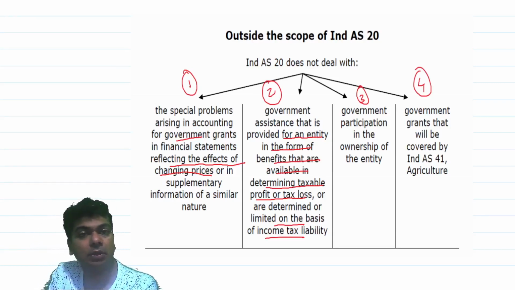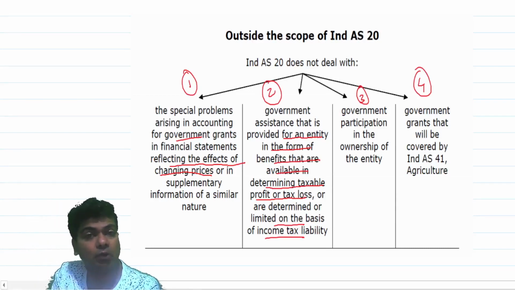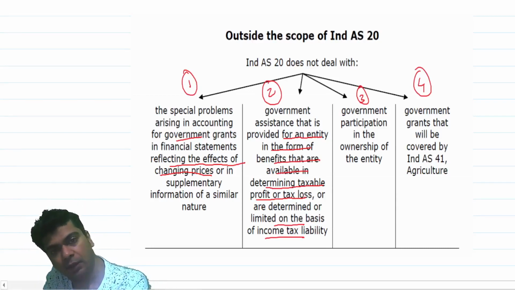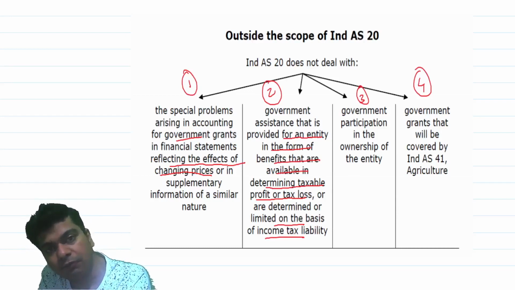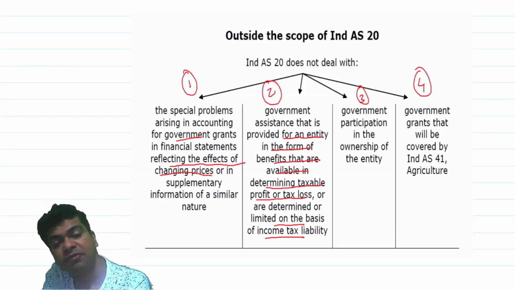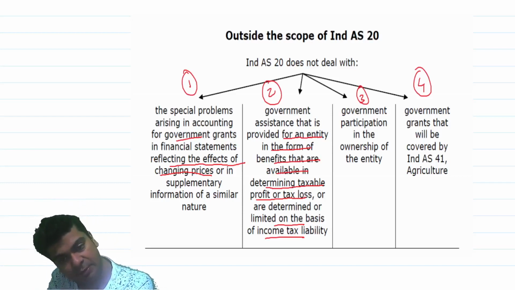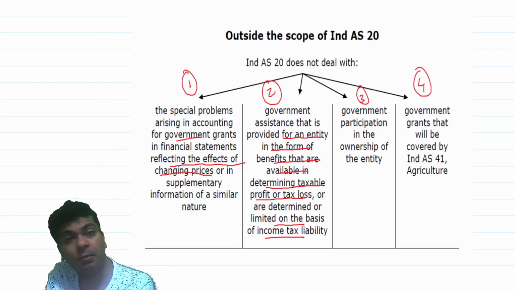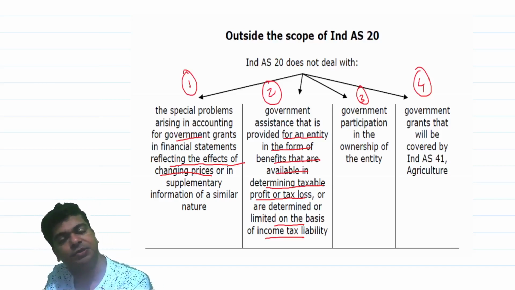For example, the government in its budget is declaring or announcing a tax holiday. You are in a particular industry and a tax holiday period is granted for that particular industry. Now, as you can see here, you are definitely getting some form of government assistance, but this government assistance of the tax holiday is something that will become a part of you determining your taxable income. Such kind of government assistance or government grants will not be covered by Ind AS 20.